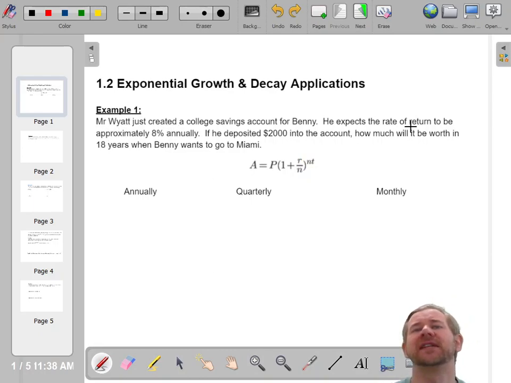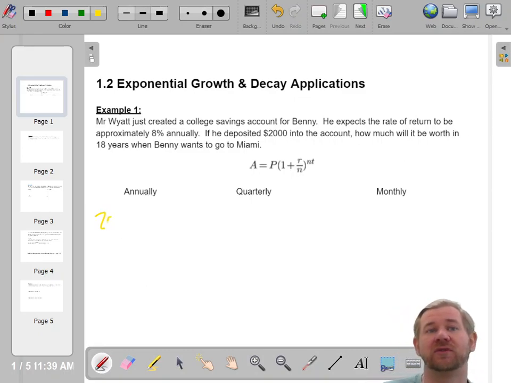Create a college savings account for Benny, and I'm going to say this is an aggressive rate of return at 8%. Okay, that's pretty good. If you get 8% every year, you're doing all right. He deposits $2,000. So the idea here is I'm going to put $2,000 into an account, and then I'm not going to do anything with it. I'm just going to let it sit there and accrue interest. Okay, and this is something that I've done. I've created an account for Benny.